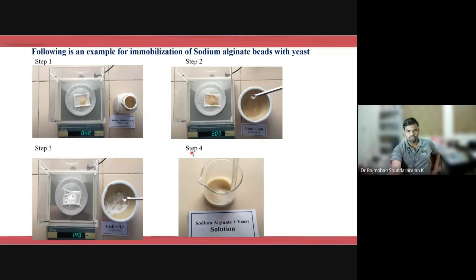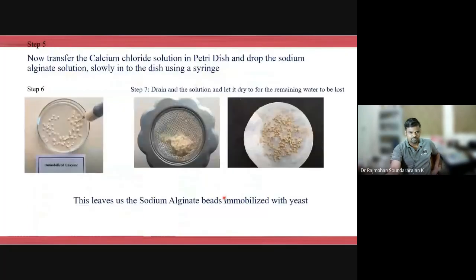Now we are going to show you an example of immobilization of yeast in sodium alginate beads. We take sodium alginate and yeast, and we make a CaCl2 plus water solution. After making that solution, we transfer the calcium chloride solution into a petri dish, and the sodium alginate solution is added slowly, drop by drop, into the dish using a syringe.